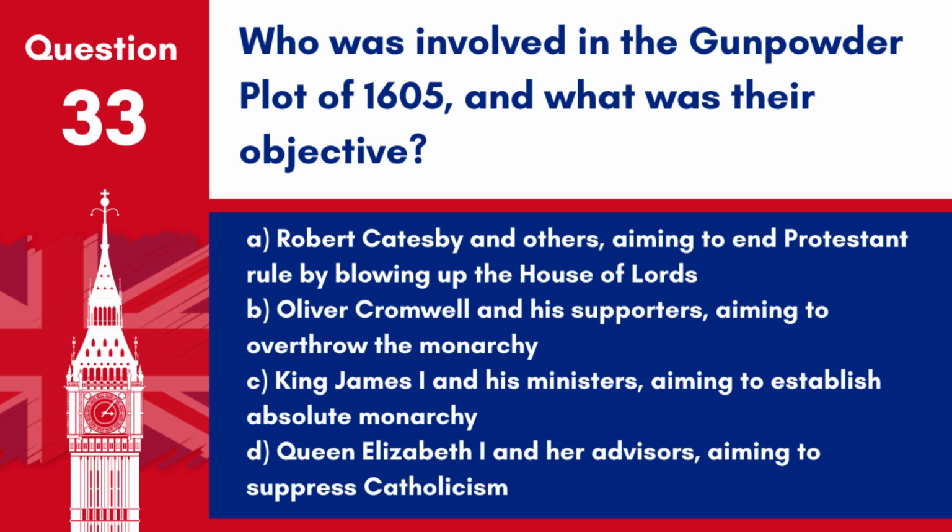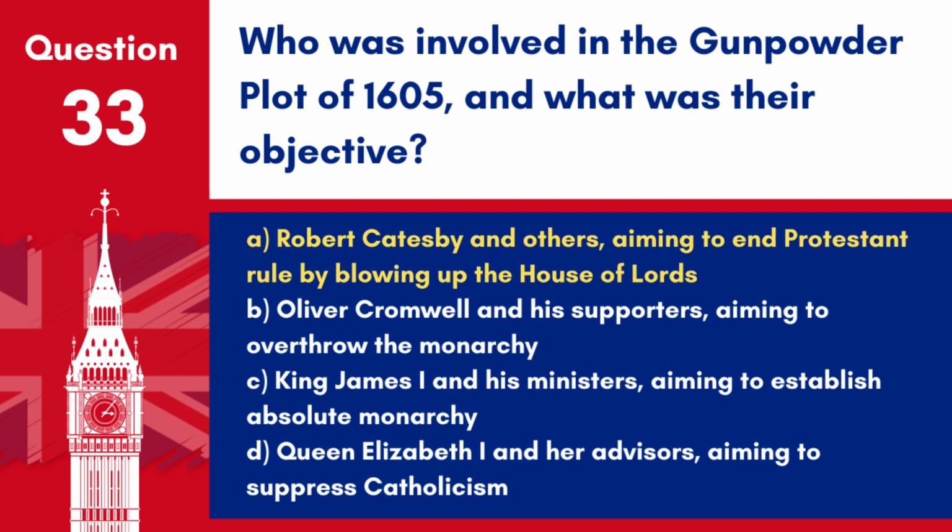Question 33. Who was involved in the Gunpowder Plot of 1605, and what was their objective? A. Robert Catesby and others, aiming to end Protestant rule by blowing up the House of Lords. B. Oliver Cromwell and his supporters, aiming to overthrow the monarchy. C. King James I and his ministers, aiming to establish absolute monarchy. D. Queen Elizabeth I and her advisers, aiming to suppress Catholicism.